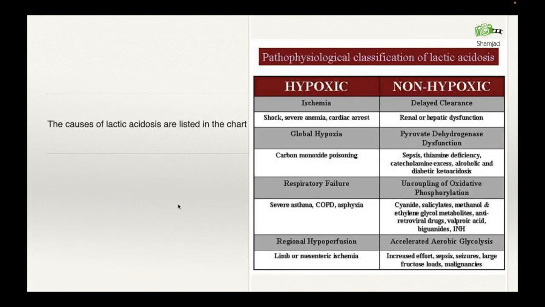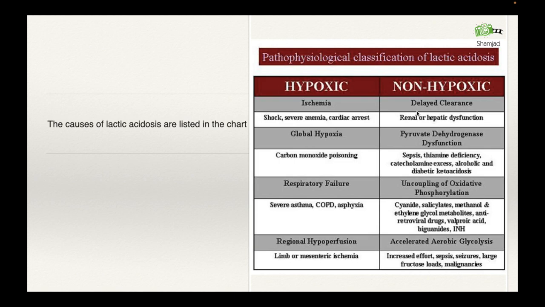So let's see the reasons. It may be hypoxic or non-hypoxic. In hypoxic, it may be because of ischemia or shock, severe anemia, cardiac arrest, global hypoxia, carbon monoxide poisoning, respiratory failure, severe asthma, COPD, asphyxia, regional hypoperfusion, limb or mesenteric ischemia.